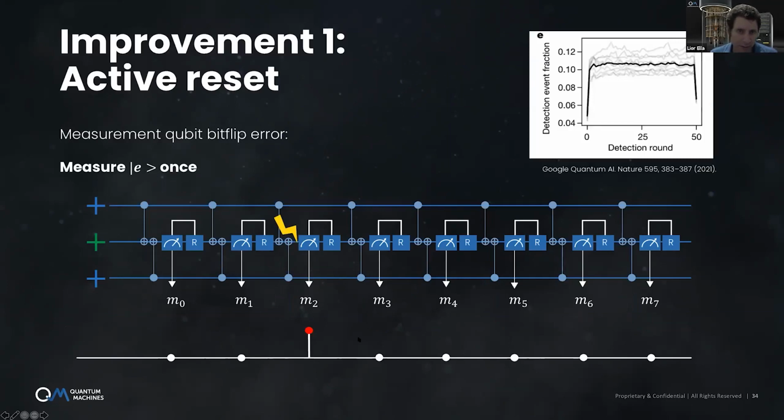So already less time is being spent in the one state, but I think even more importantly, the circuit is constantly being cleaned, so the entropy is not being accumulated. And actually, a recent paper by Google, where they're implementing this reset, although not by control hardware, because of the specific capabilities of their quantum platform, shows that in this case, the detection event fraction stays constant throughout many rounds. So the active reset actually solved this problem.